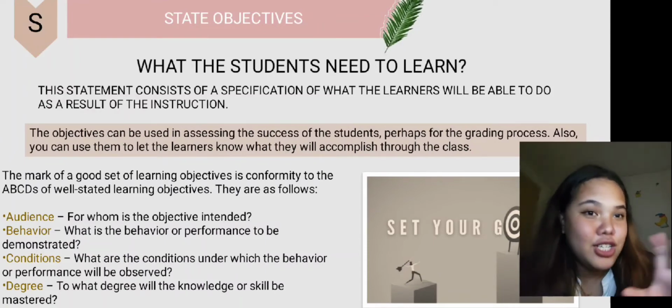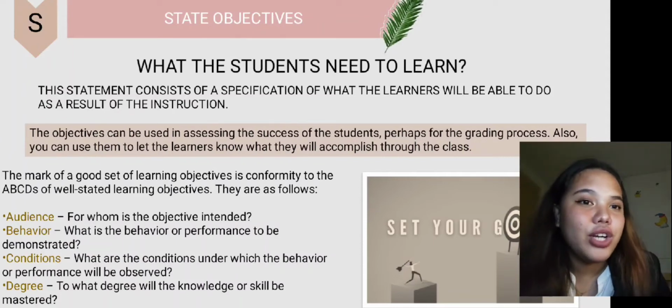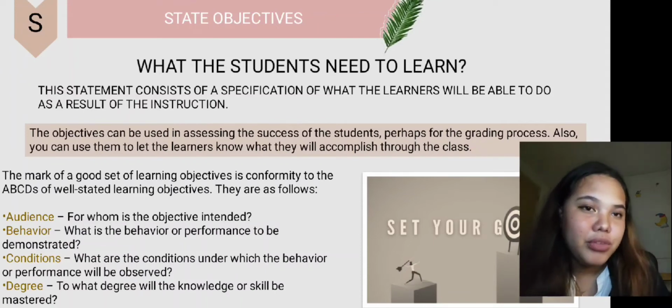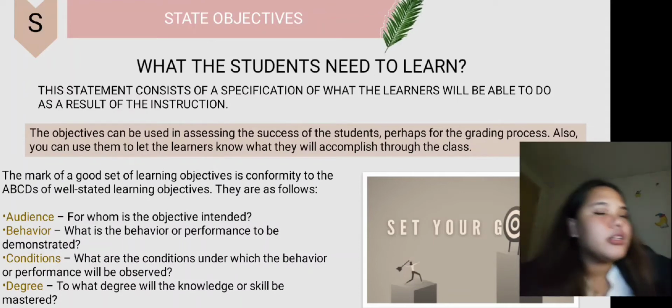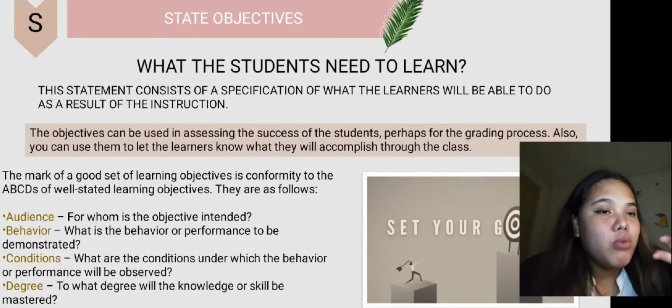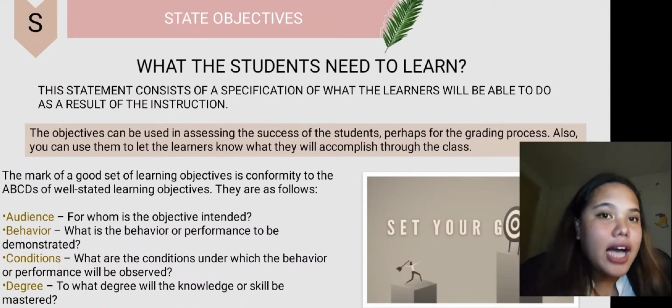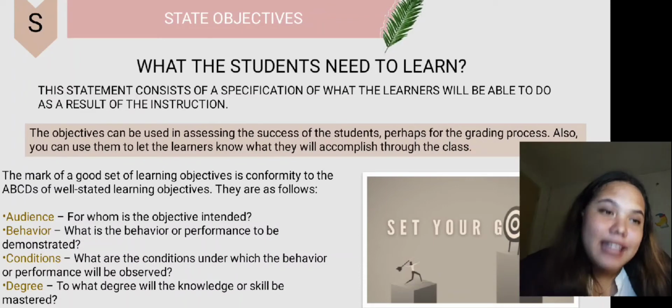Conditions. C, conditions: what are the conditions under which the behavior or performance will be observed? Lastly, the degree: to what degree will the knowledge or skill be mastered? So, dapat kanang ABCD mo sa na imong guidelines to make an learning objectives. So, take note of that ha.